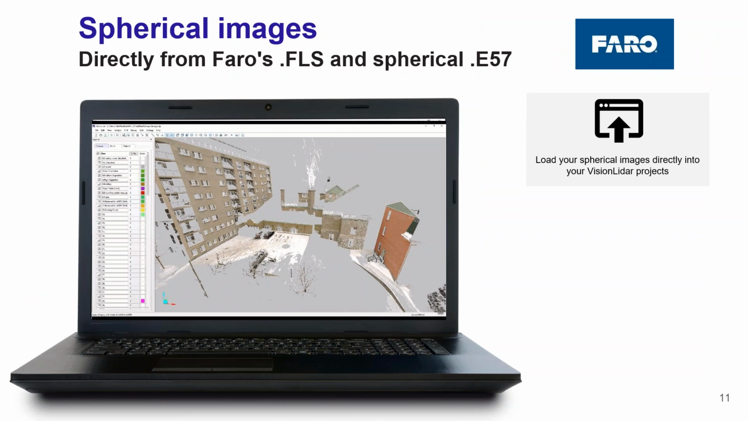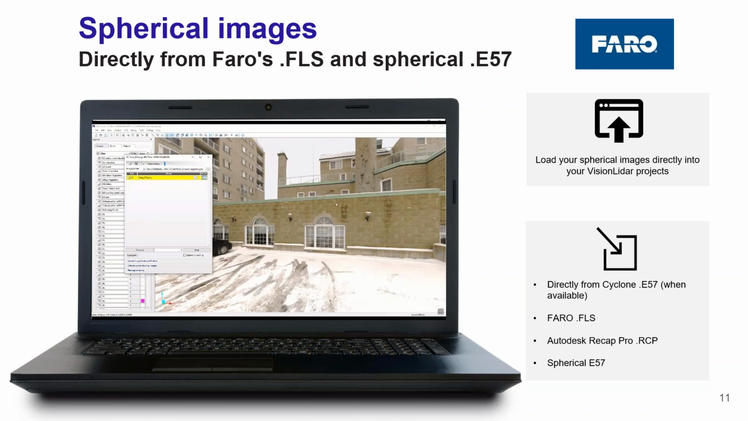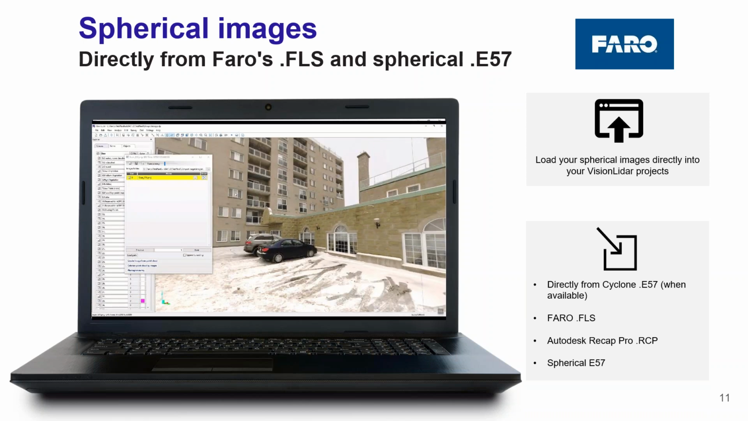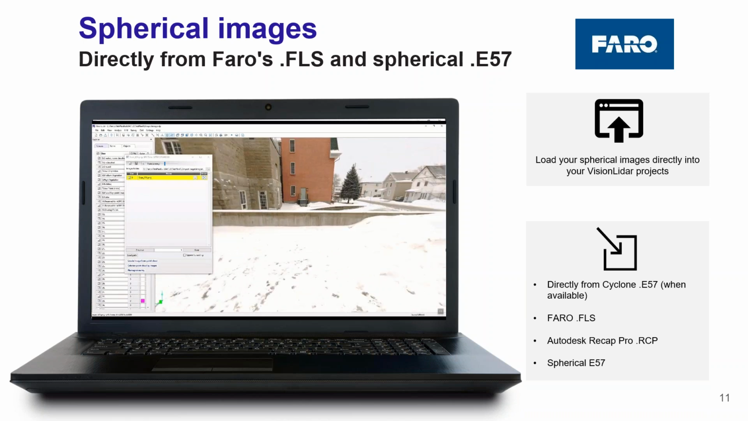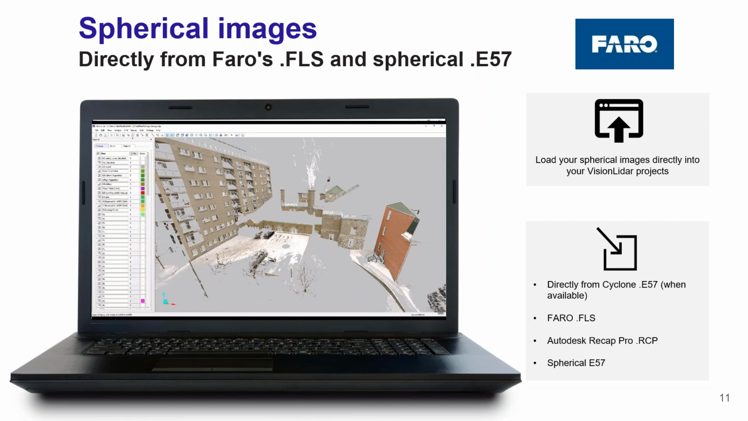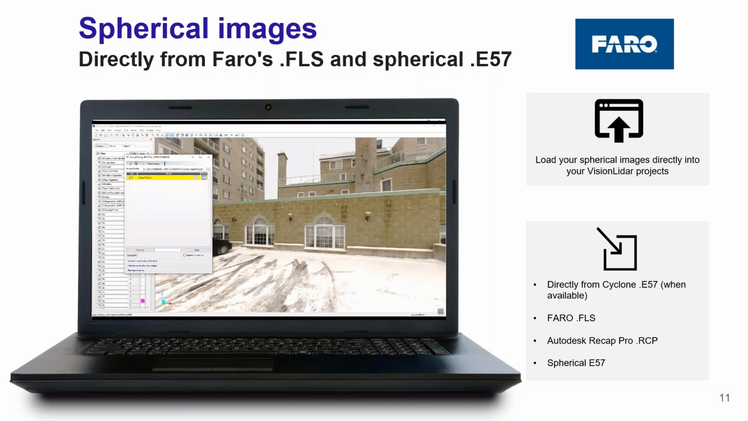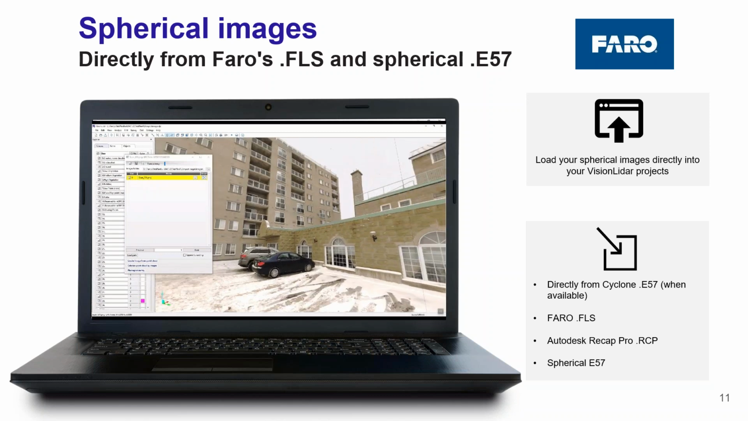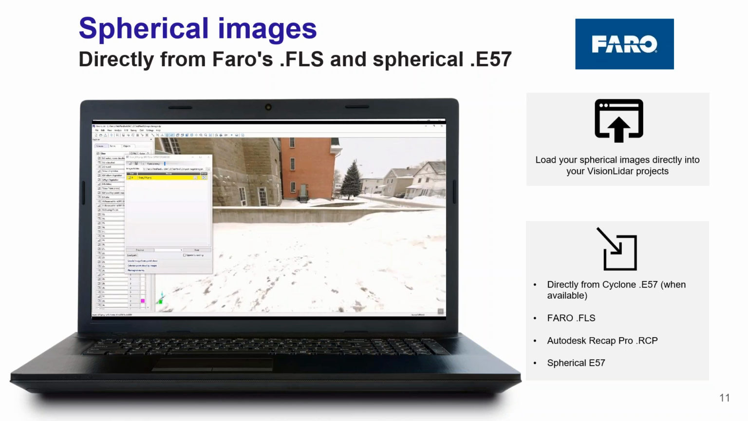We also offer the possibility to import 360 images. So it will help you identify during your classification the elements you want to put in specific classes. We are compatible with E57 from Cyclone, the image from Faro, Autodesk Recap, and any images in E57. You just have to simply import the path when you acquired all those photos.